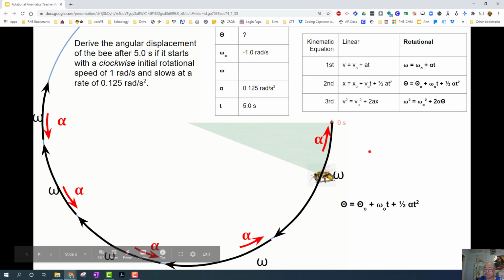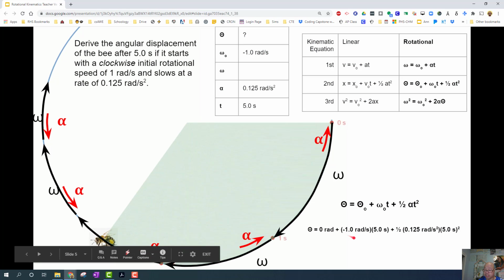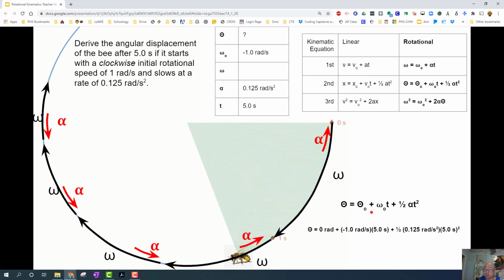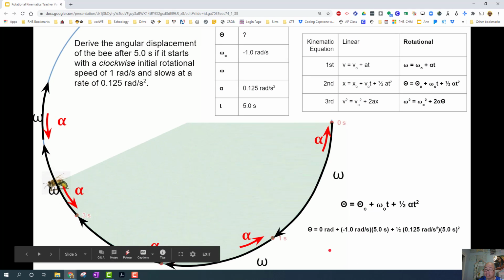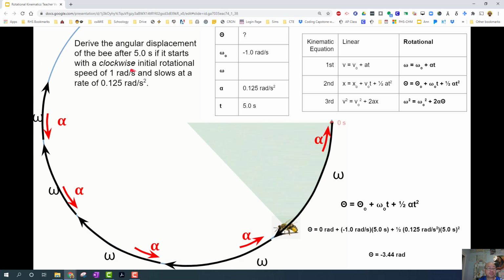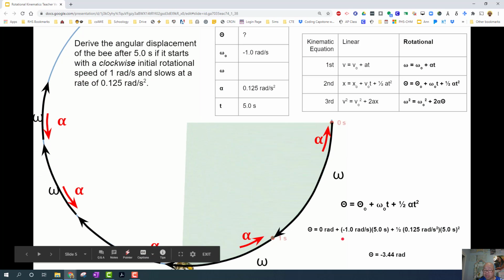So our next step would be to enter in our values because we don't need to algebraically manipulate this equation, and then calculate our answer, which in this case is negative 3.44 radians. One thing to notice is that the speed was given to us as 1 radian per second, but we had to realize that it's clockwise. So that's why there's a negative placed in our initial rotational velocity.